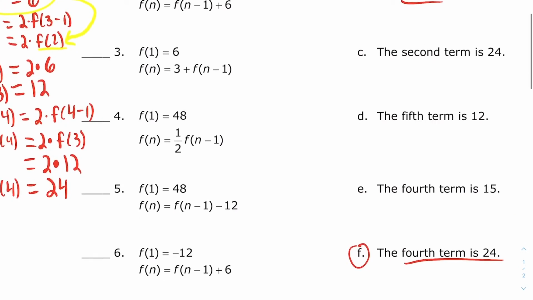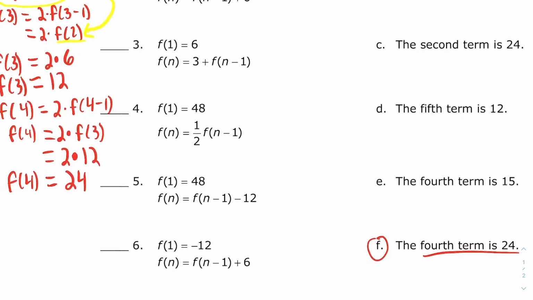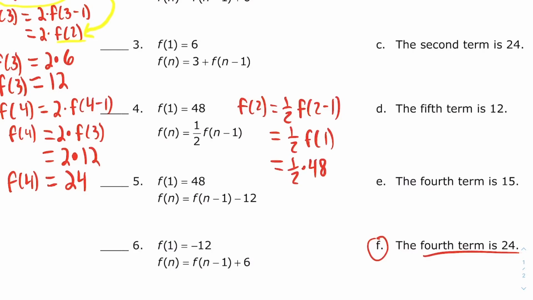Let's do one that's similar, like number 4. This one says that f1 is 48. So then f2 will equal 1/2 of f2 minus 1, which is 1/2 of f1, and f1 was 48, so we just have to do 1/2 of 48 to get 24, and that's our answer for f2.